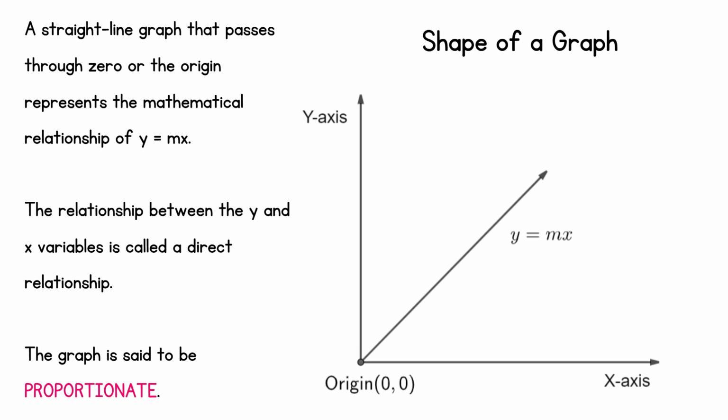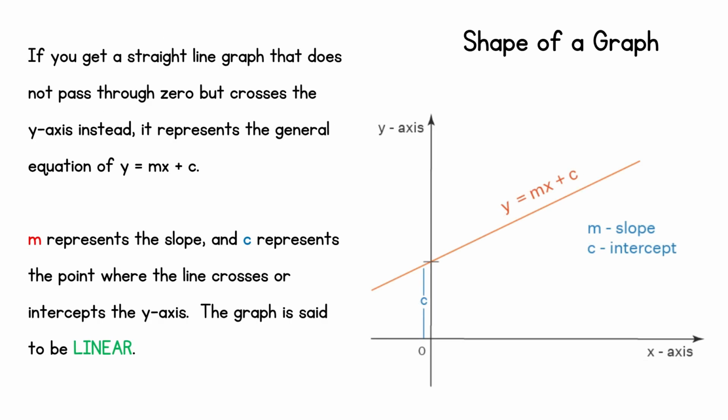Shape of a graph. A straight line graph that passes through 0, or the origin, represents the mathematical relationship of y equals mx. The relationship between the y and the x variables is called a direct relationship. The graph is said to be proportionate. While if you get a straight line graph that does not pass through 0 but crosses the y-axis instead, it represents a general equation of y equals mx plus c. M represents the slope and c represents the point where the line crosses or intercepts the y-axis. The graph is said to be linear.